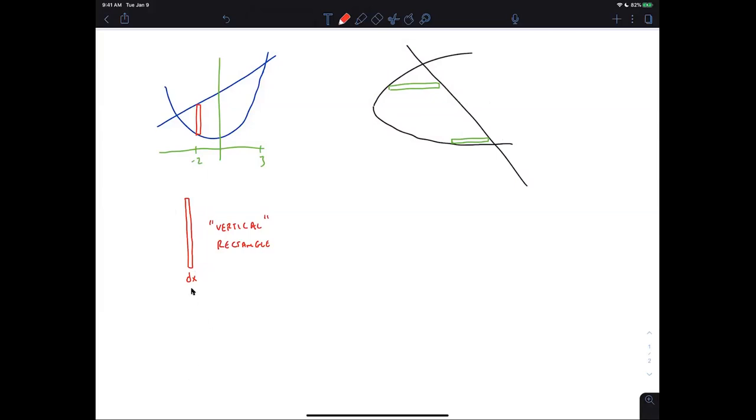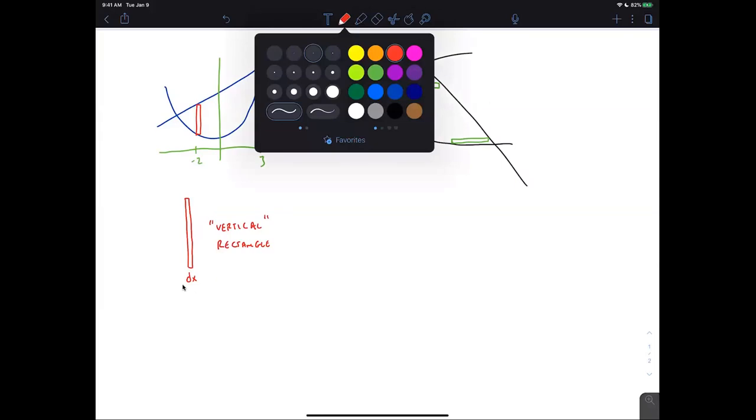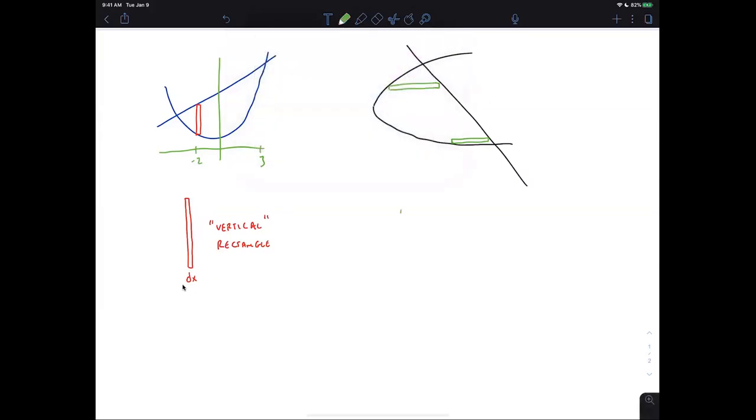Okay, more specifically, the base of the rectangle is dx. That's the part that's getting infinitely thin, and that is a more precise definition. Does everybody get what I'm saying? But informally, we'll call that a vertical rectangle. So given that, what do you think we would call one like this?